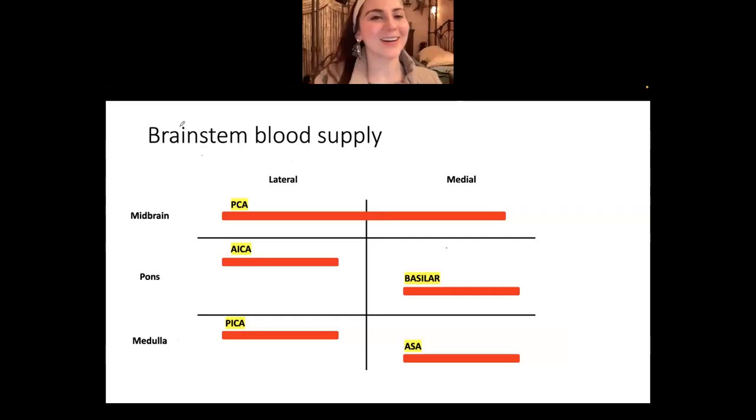All right, almost done. A few more slides. And then I want to do one question with this method, and then that's enough. That's plenty. But brainstem blood supply. So if you think of any of these portions as a medial portion and a lateral portion, here's the blood supply.